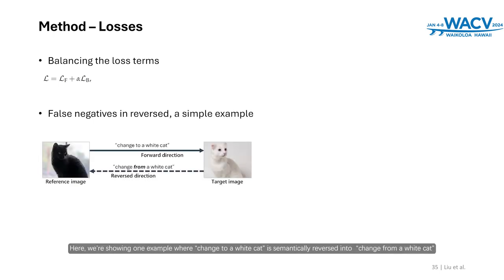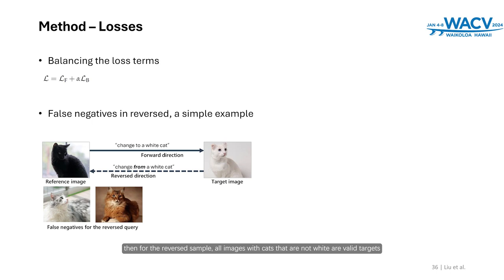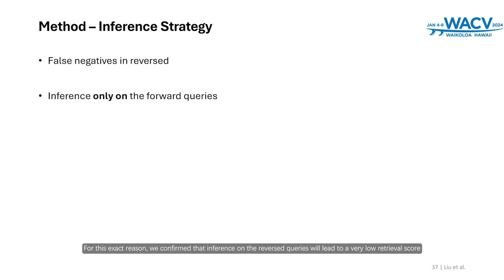Here we're showing one example where a change to a white cat is semantically reversed into a change from a white cat. Assuming the visual content is about cats, then for the reverse sample, all images with cats that are not white are valid targets, but only the original reference image is labeled as such. For this exact reason, we confirmed that inference on the reversed queries will lead to a very low retrieval score. So we chose to do inference only on the forward queries but not on the reversed. In other words, our inference strategy is identical to all existing work that does not involve bidirectional training.